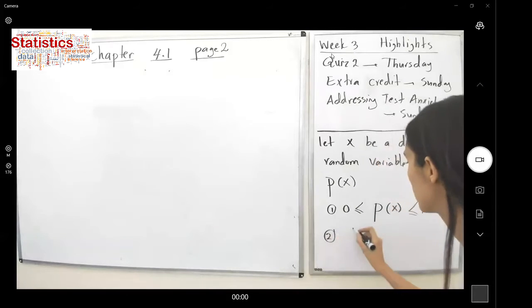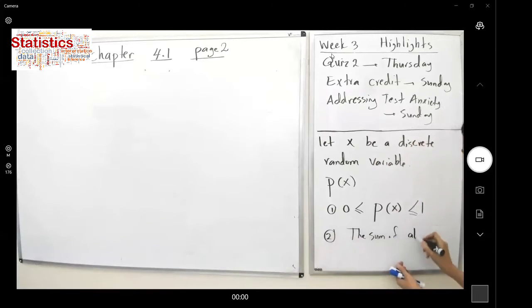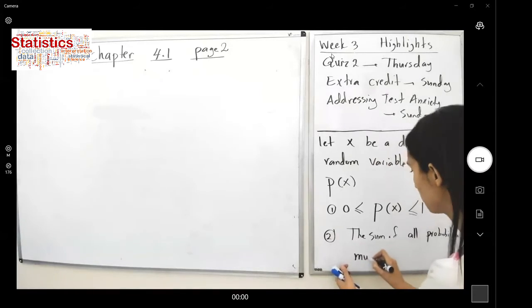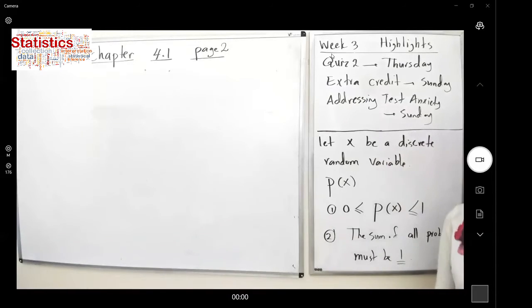So you write down the sum of all probabilities must be 1, 100% or 1. Mathematically, we write it this way. The sum, sigma, the sum of all of those probabilities for different values of X is equal to 1.